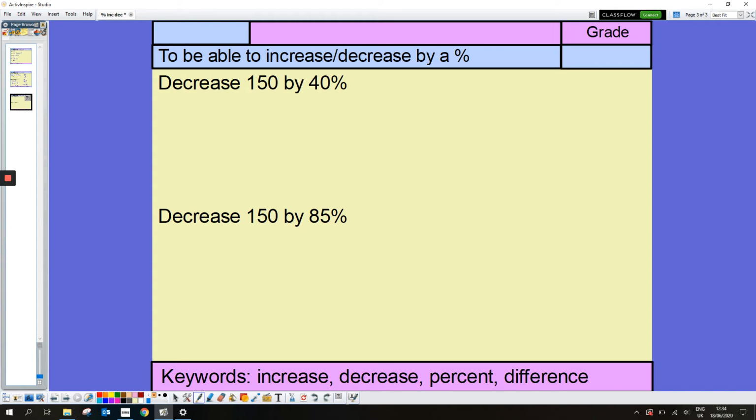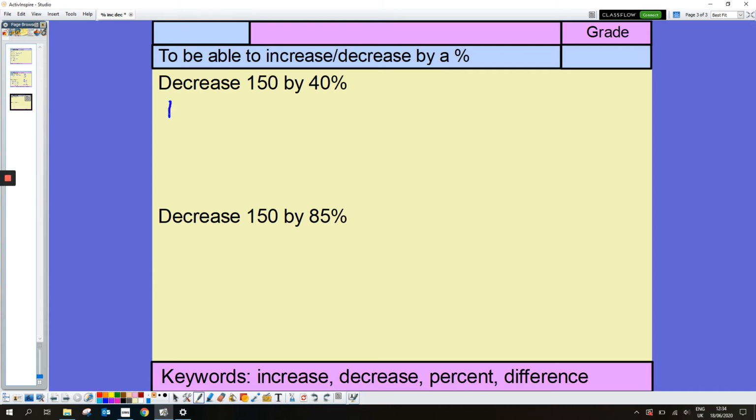Our next questions then are both decrease. So this means it's going to go down. The likelihood of you getting a decrease question is quite high. It tends to be a sale question. If something's in the sale, it's been reduced, it's got a decrease. So decrease 150 by 40%.